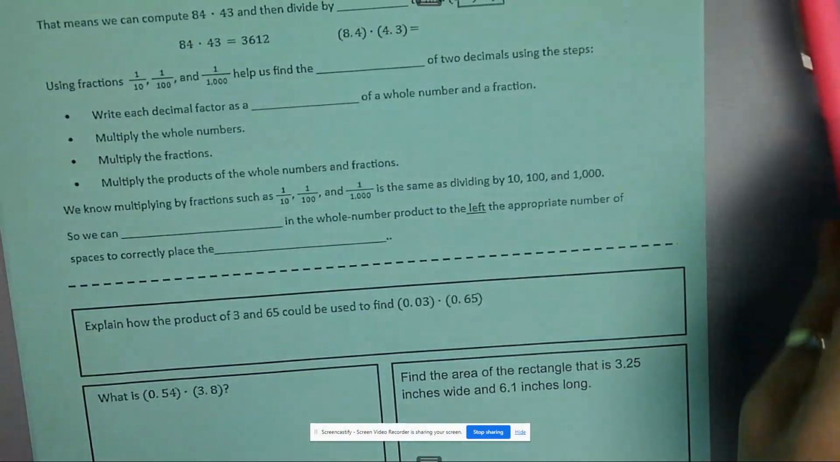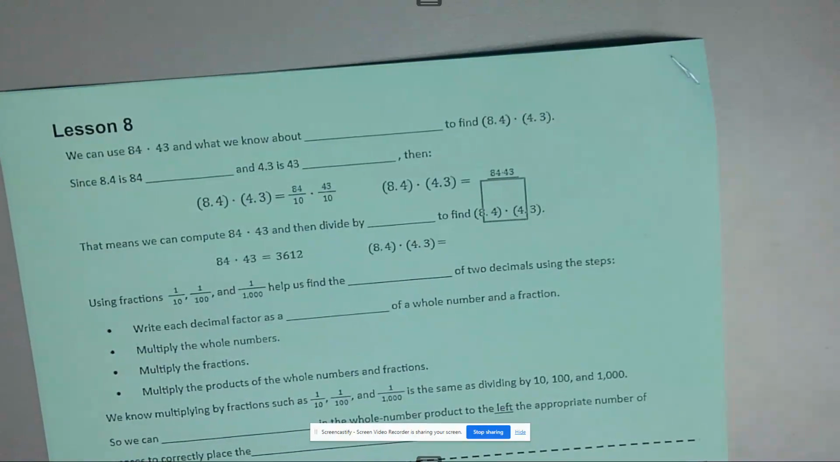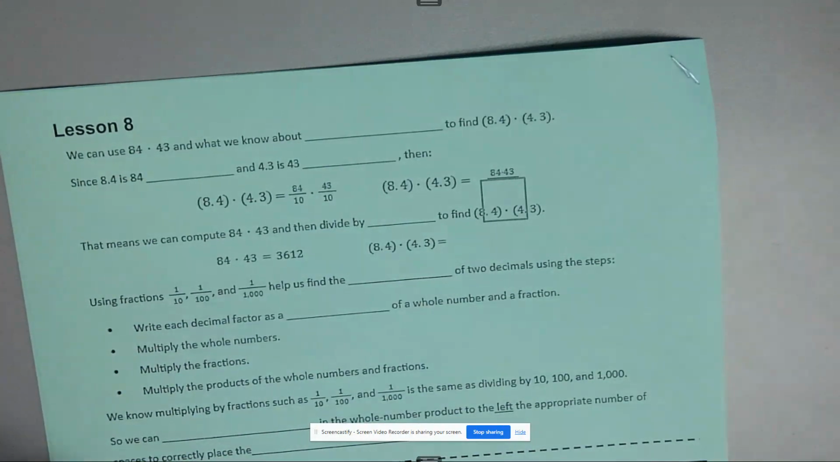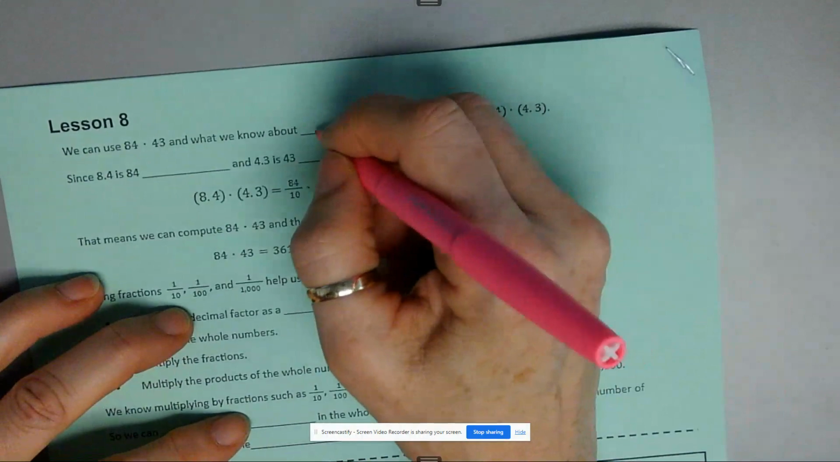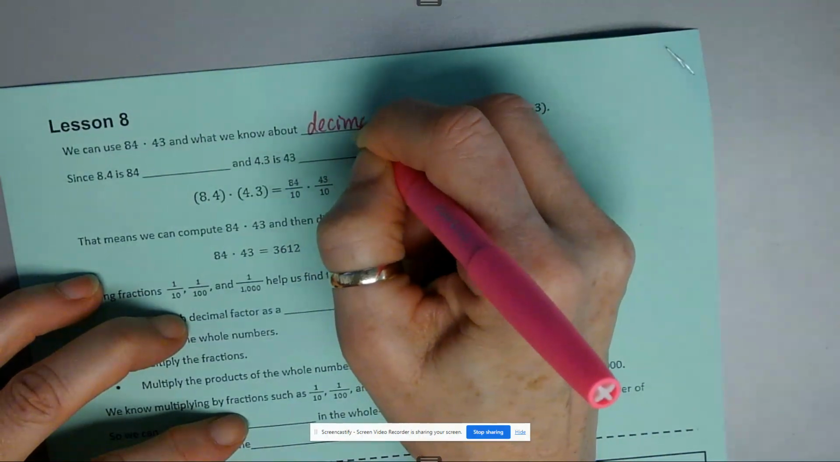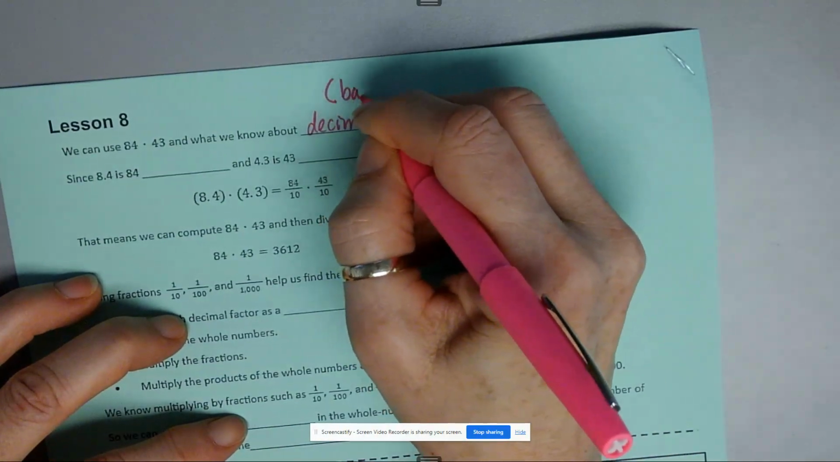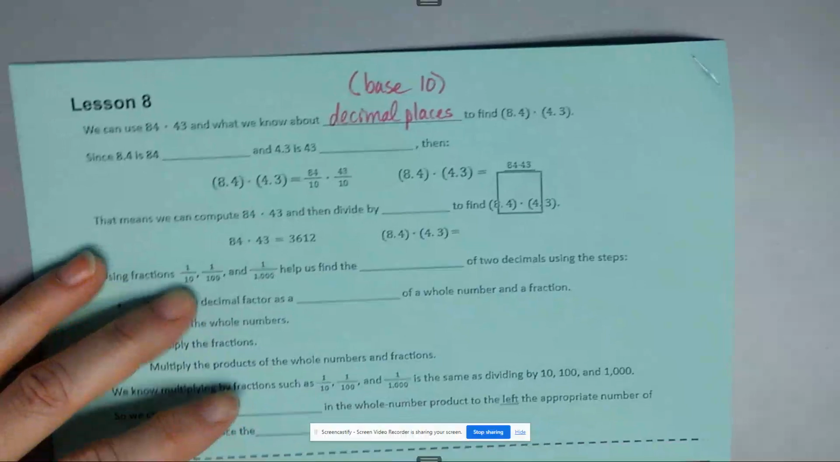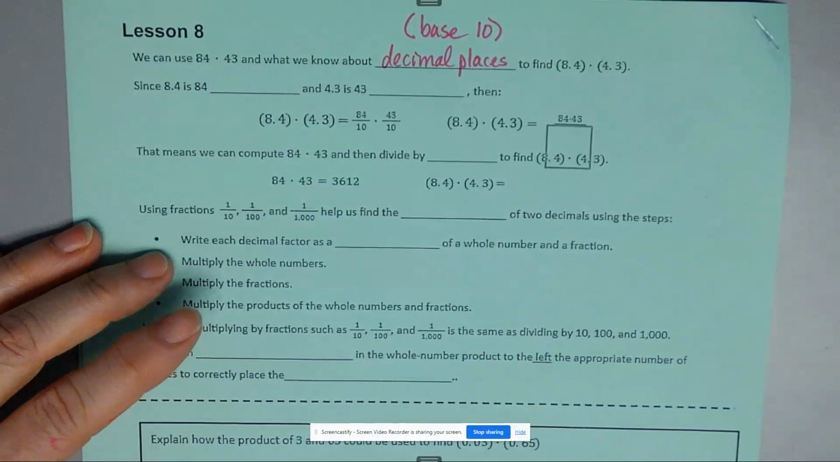All right, lesson 8. We can use what we know about 84 times 43, and what we know about decimal places, which is base 10, to find the answer to 8 4/10 times 4 3/10.